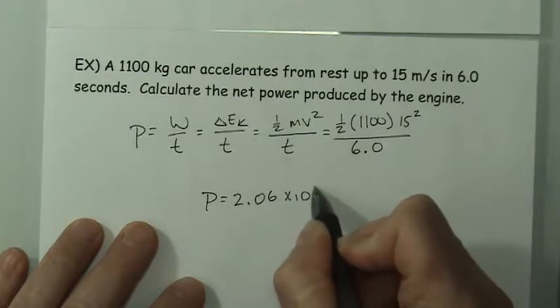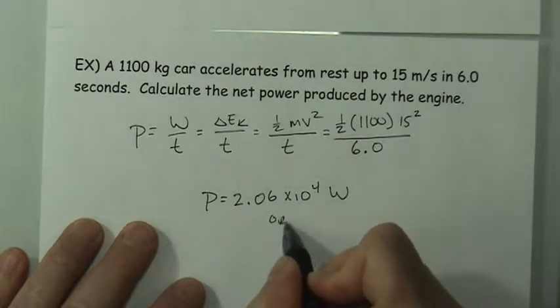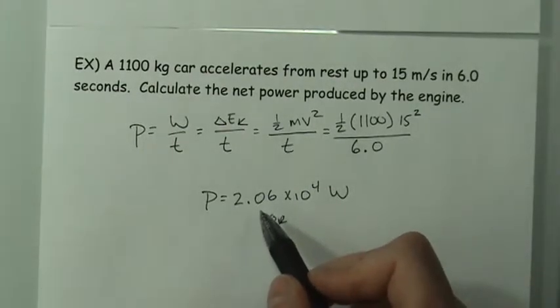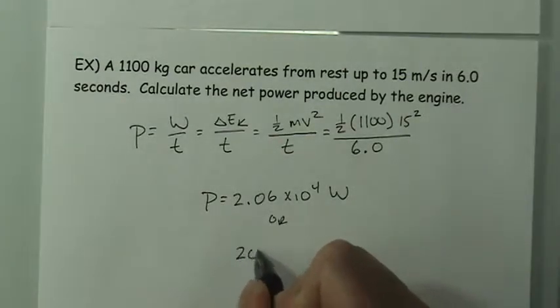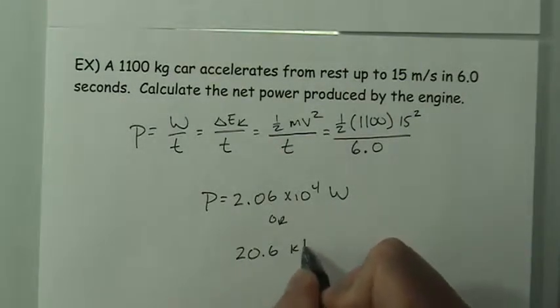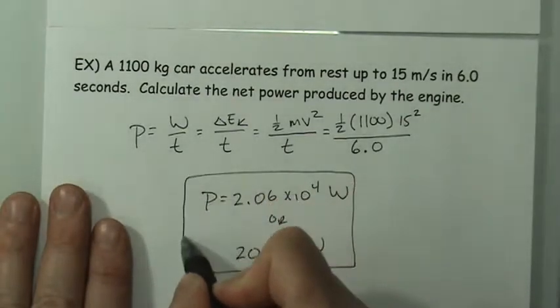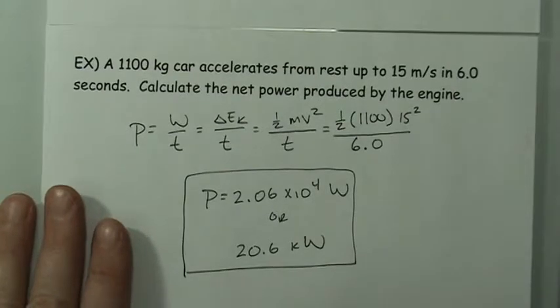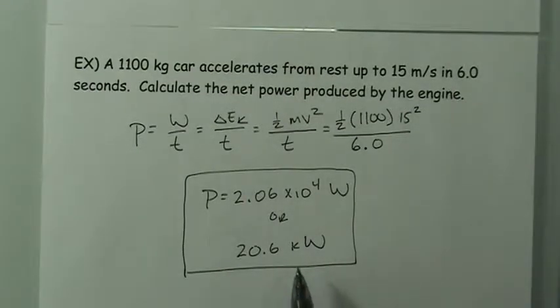2.06 times 10 to the 4th watts, or 20,625 watts would be the same thing as 20.6 kilowatts. You're not required to put the answer in that form. You can certainly just leave it in the form that it was in. However, part of the reason I wanted to do that is because you will see this a lot.